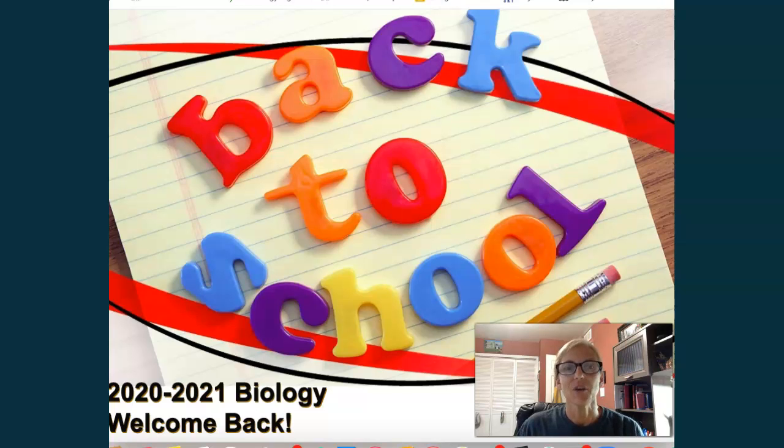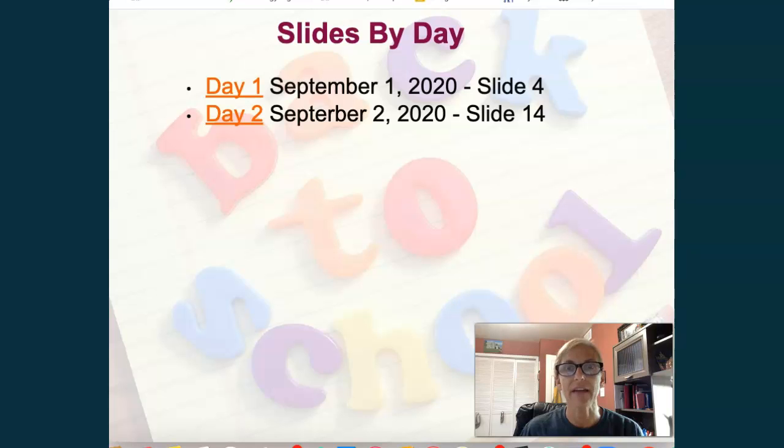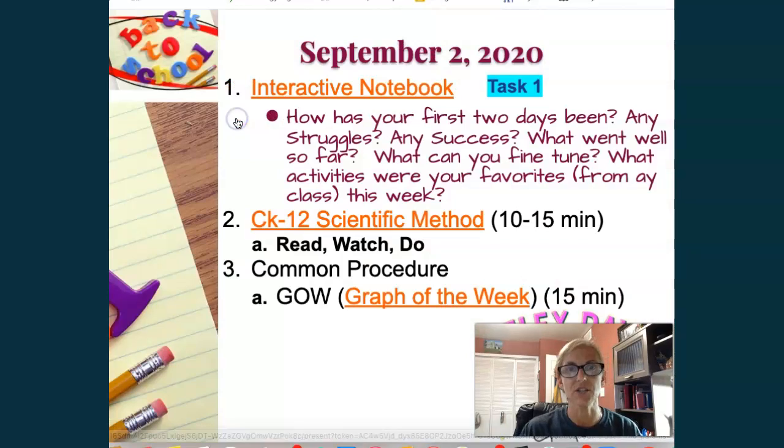I just wanted to help you navigate through your first flex day, your first solo science lesson. So we're going to use the same agenda to walk ourselves through. I added another slide so that we can separate and jump right to the day we want to work with. So we don't need to click through the 14 slides. We can just hit day 2, and we're off and running.